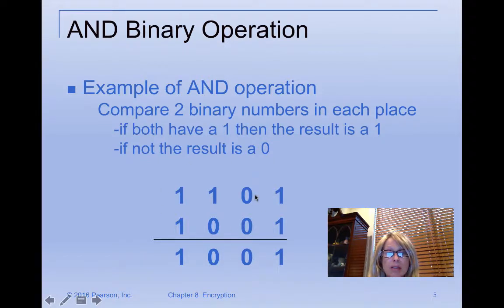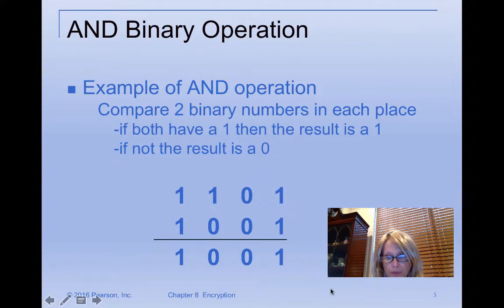We compare, and we want to say, if both numbers have a 1, then the result is a 1. So here we go, 1, nope, doesn't have a 1. Both aren't 1, 0, and 1. So our number reads back 1, 0, 0, 1, which is 8, and the message turns out to be 9.